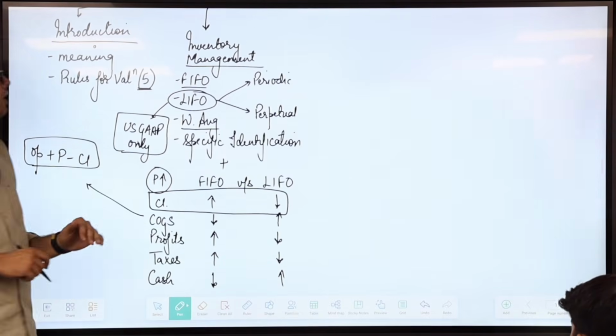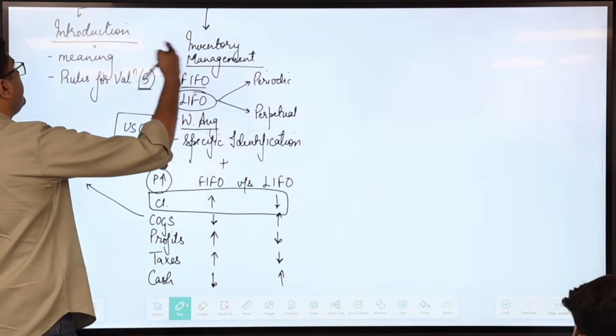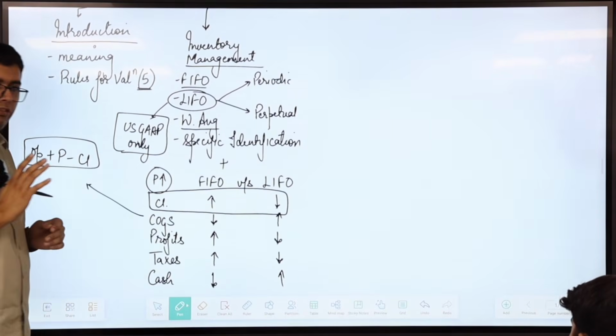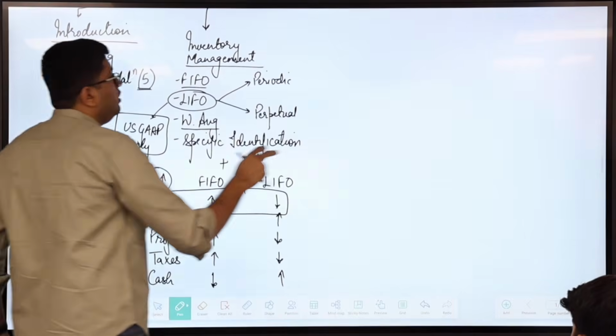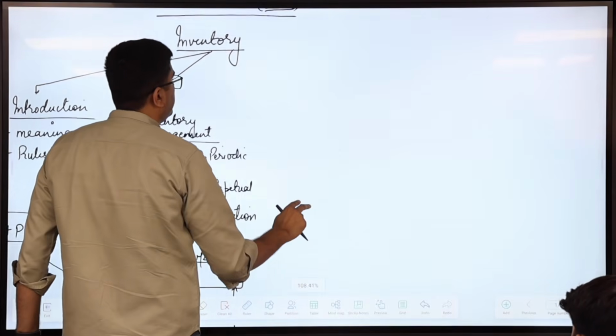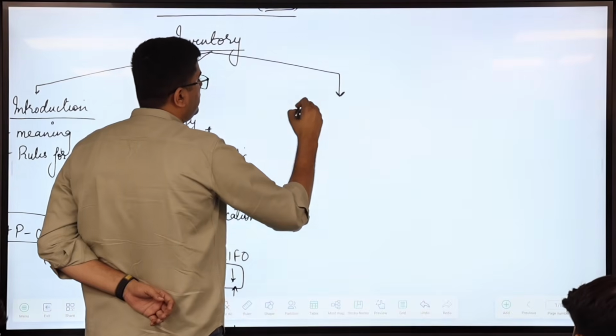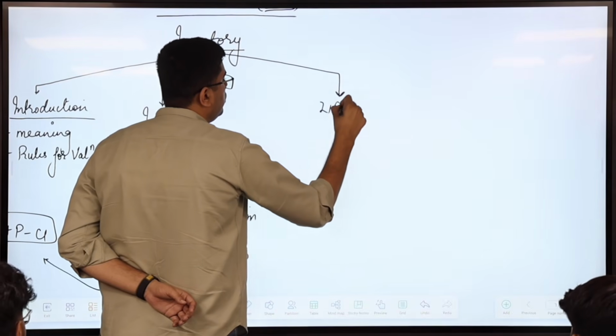Clear? Now, when you go through the books, inventory management and introduction, this is prerequisite. Your chapter starts from this section. Then, third section is LIFO reserve.